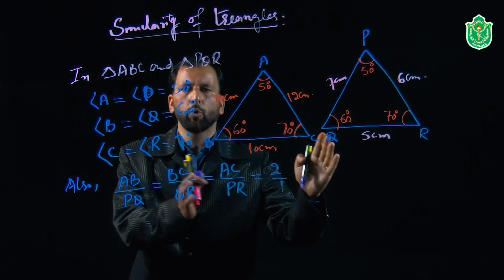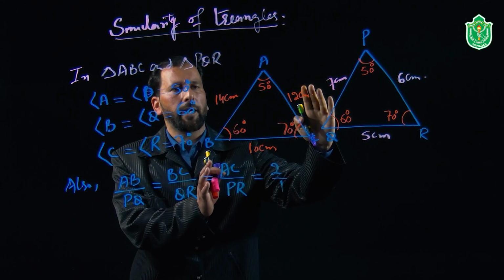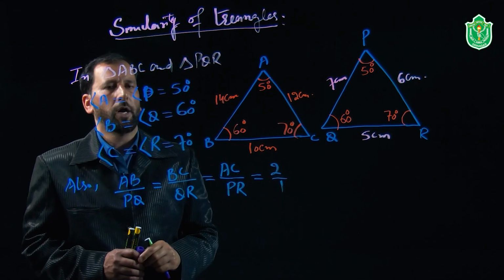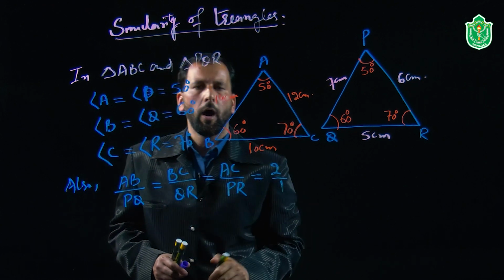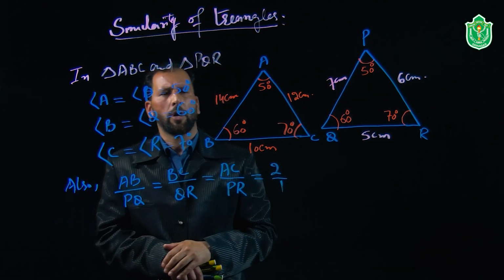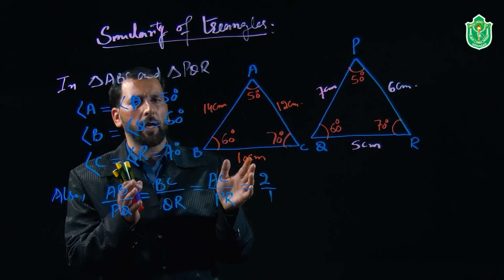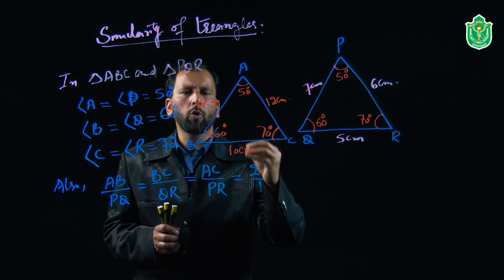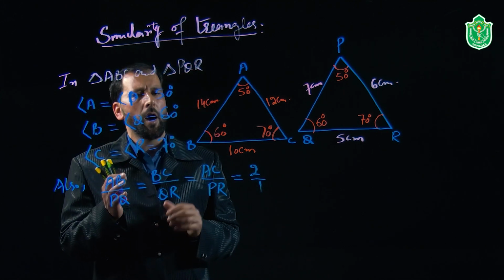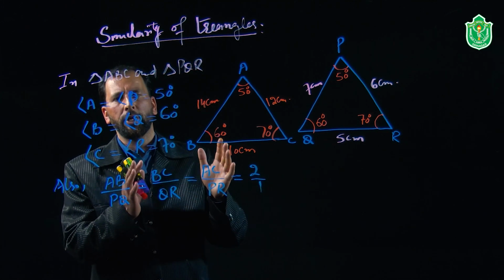So in these two triangles, their corresponding angles are equal and their corresponding sides are in the same ratio, so the two triangles are said to be similar to each other. We know that triangles are special types of polygons, but the two conditions mentioned in the definition of similar triangles are dependent on each other.